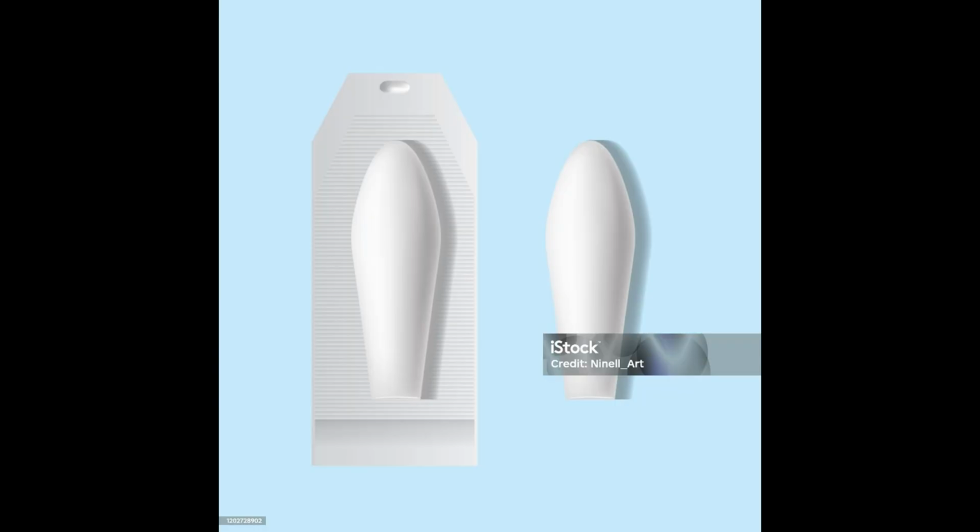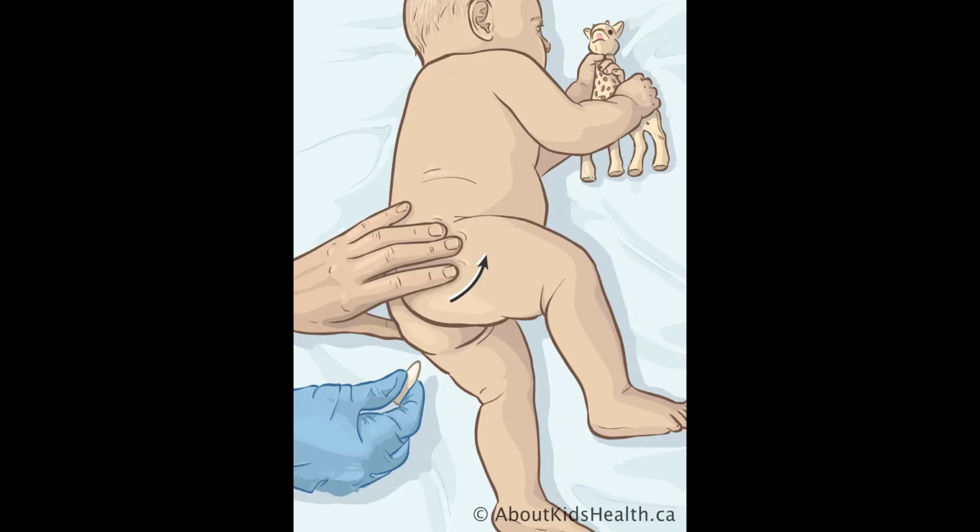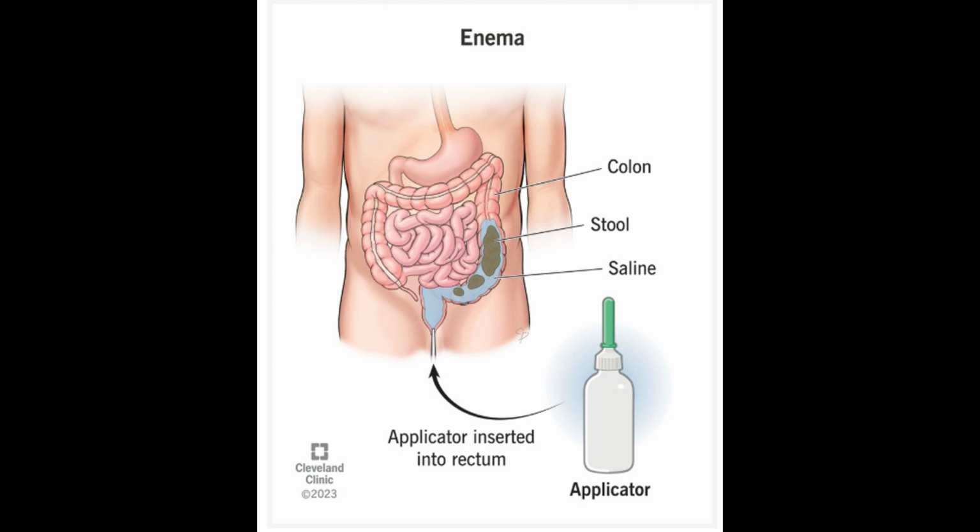Coming to the third one under this systemic route is the rectal route. The drugs are given as suppositories or enemas. It bypasses about 50% of the liver metabolism, and it is useful if oral intake isn't possible. The absorption can be irregular and it may cause discomfort. Example, diazepam, especially for febrile seizures in children.